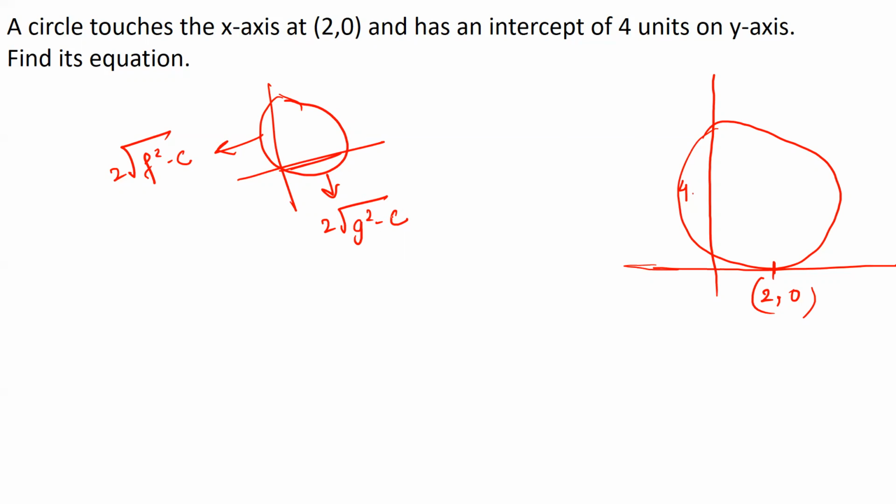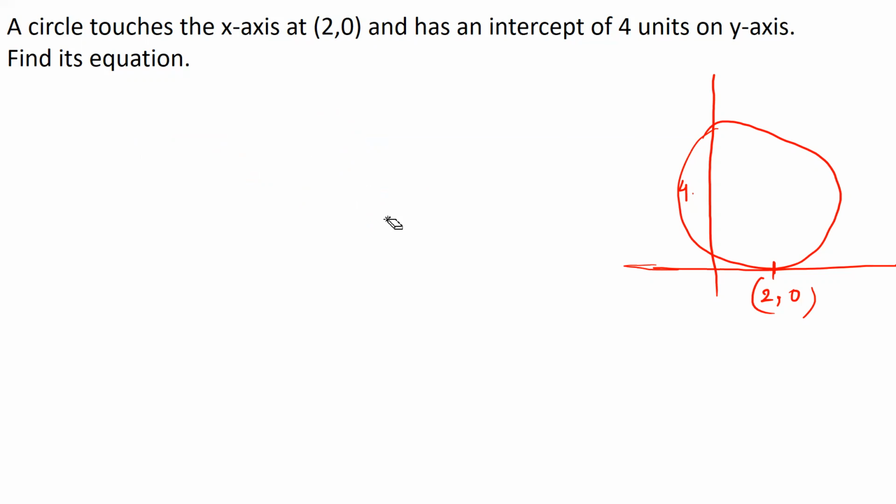So to remember this formula, you always remember that g is always associated with the x term, so it's 2gx, and f is associated with the y terms, it's 2fy. So in order to find out the x-intercept, it is 2 root over g square minus c, and to find out the y-intercept, it is 2 root over f square minus c. So let's quickly solve this question and apply this formula.